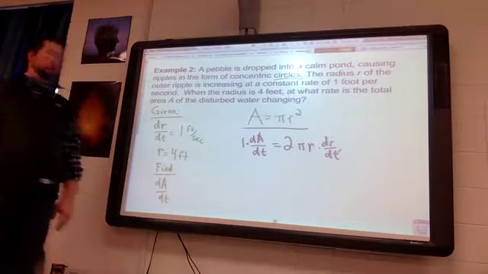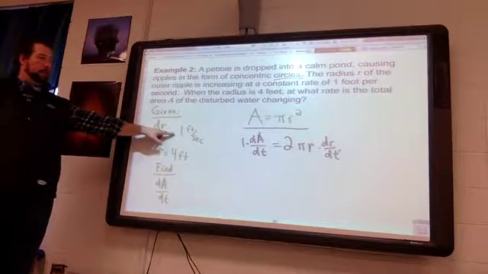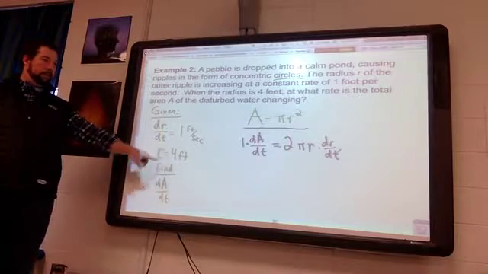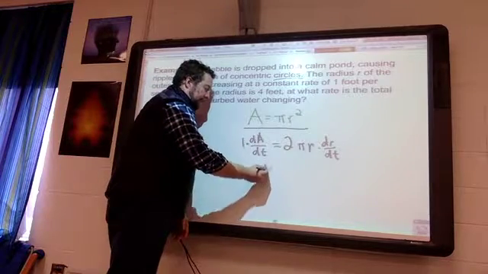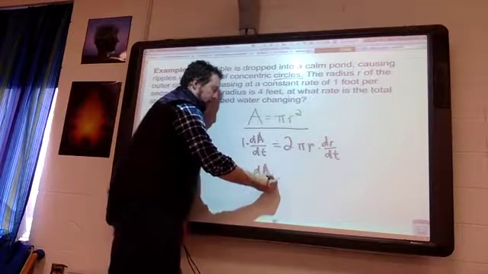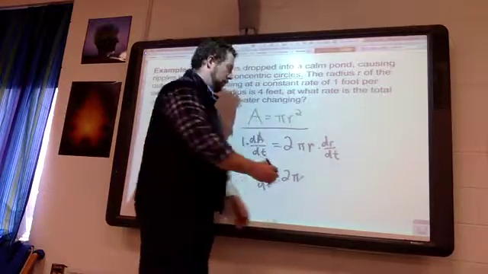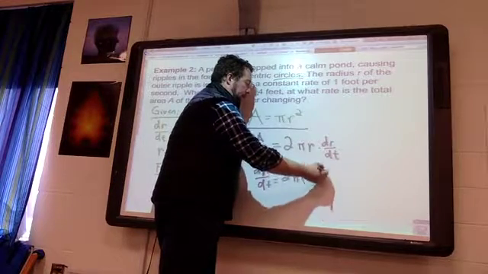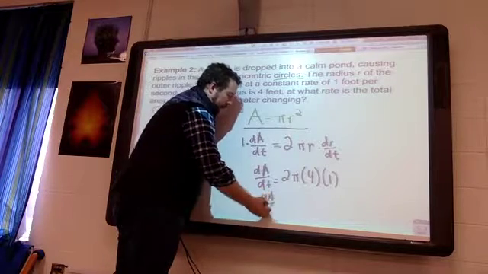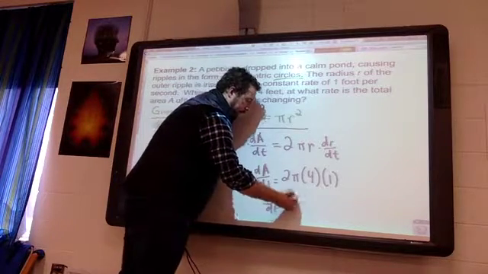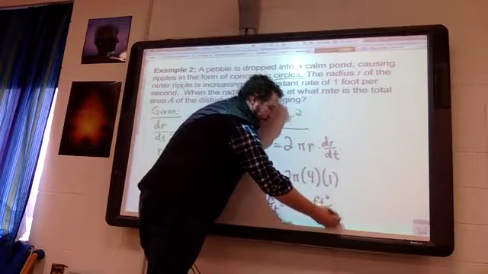Now we plug in what was given. We know dr dt is 1, and we know the radius is 4. And that's all we need, right? So we know dA dt is equal to 2 pi times our radius, which we said was 4, times our rate of change of the radius, which is 1. So our rate of change of the area is 8 pi square feet per second.